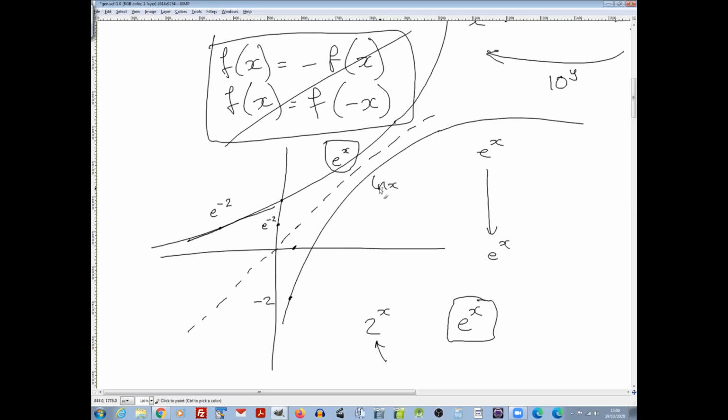For example, the power you have to raise 10 to, to get 100 is 2. So supposing you had 10 to the x equals 100, what would the solution be? x must be 2. But that's exactly what this is saying. It's just referring to the solution to that equation.